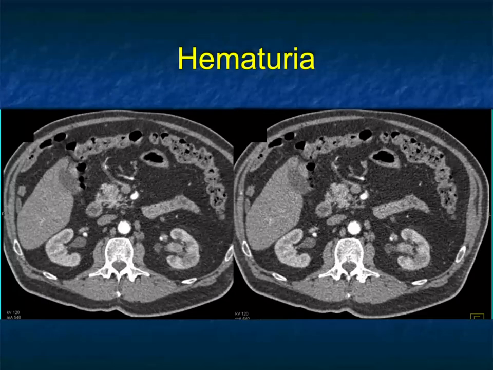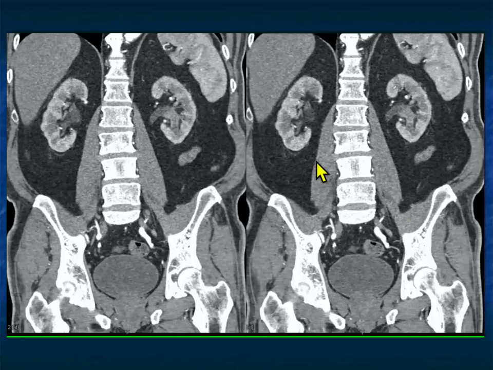Or another example here where there's function of both kidneys, not a whole lot of difference, but look at the soft tissue mass sitting in the left renal pelvis. You can see it again on the coronal views. If this was a single phase study, you still should make the diagnosis. Always look carefully at the renal pelvis.